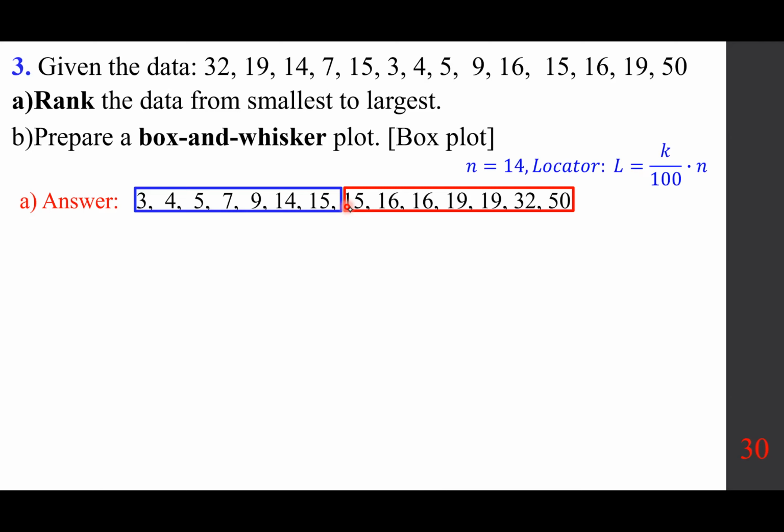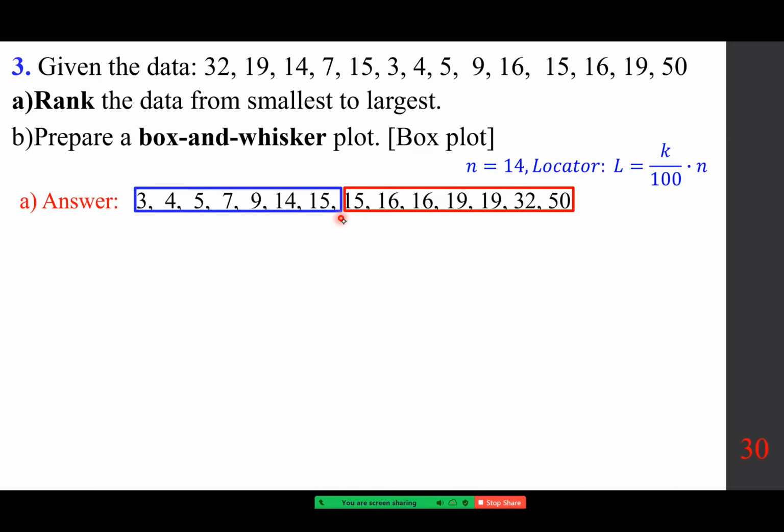There are 14 pieces of data. 1, 2, 3, 4, 5, 6, 7, and we have 7 here. 8, 9, 10, 11, 12, 13, 14. There are different ways to calculate those. The median is very straightforward. You add these two and divide by 2.